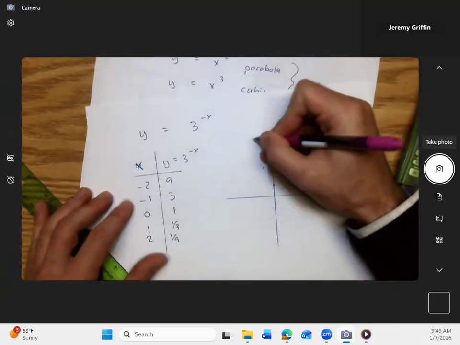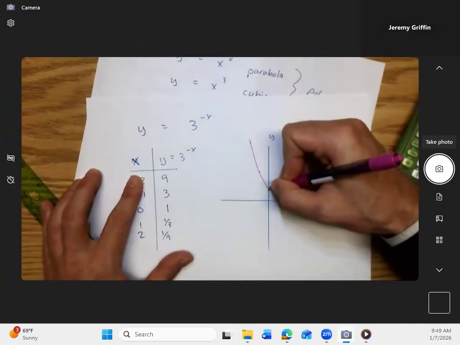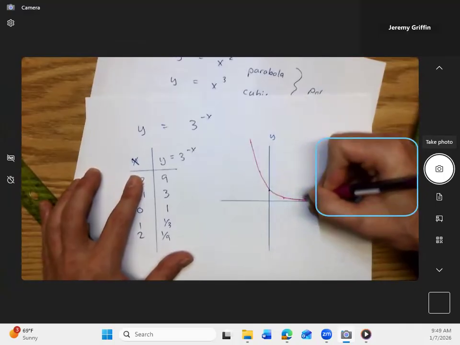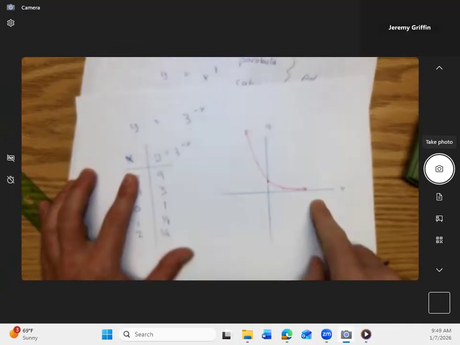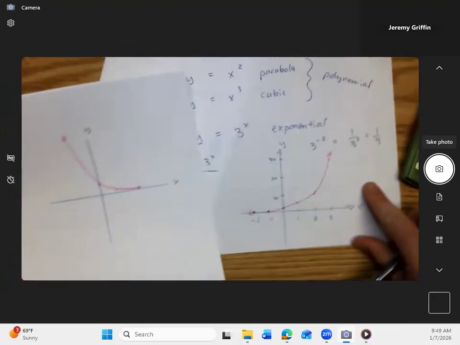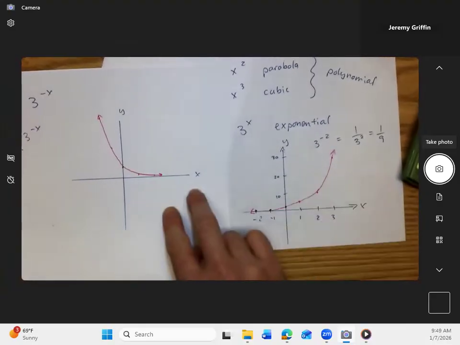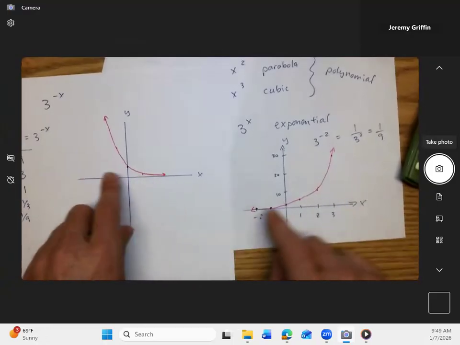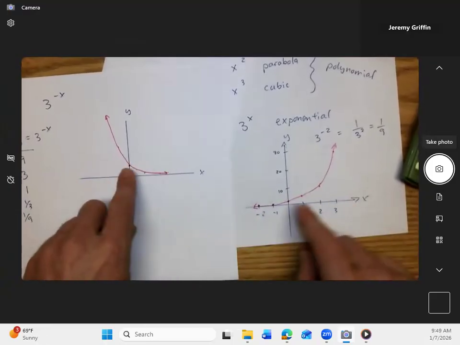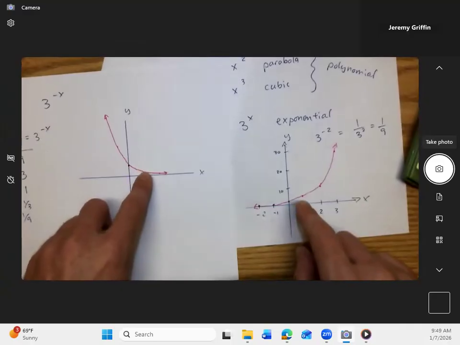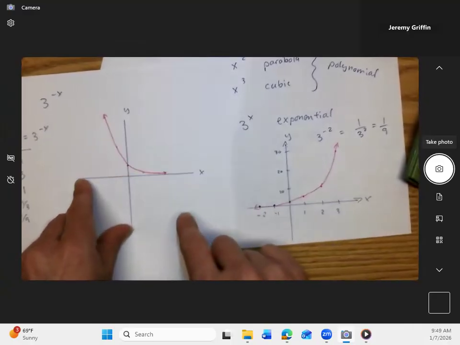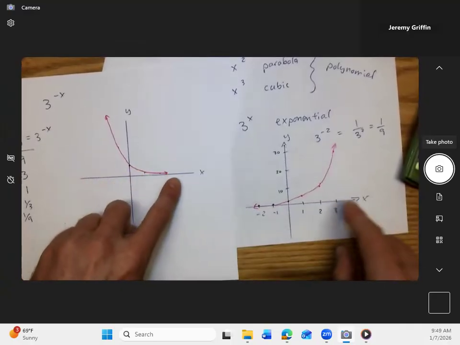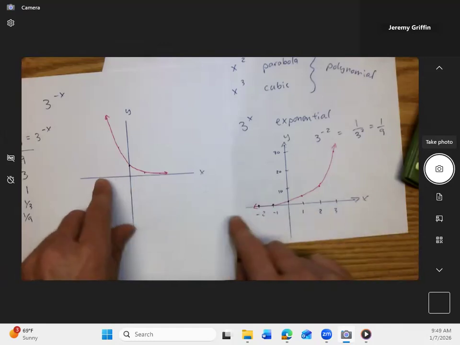Now, I'm not going to label all my axes here, but I just want to give you the idea of the shape. It's going to basically do something kind of like that, kind of like that. Do you see both of these, like 3 to the x and 3 to the negative x? They both have a domain of what? What are the possible x values? Could it go to negative infinity and positive infinity? Yeah. So the domain is unrestricted.